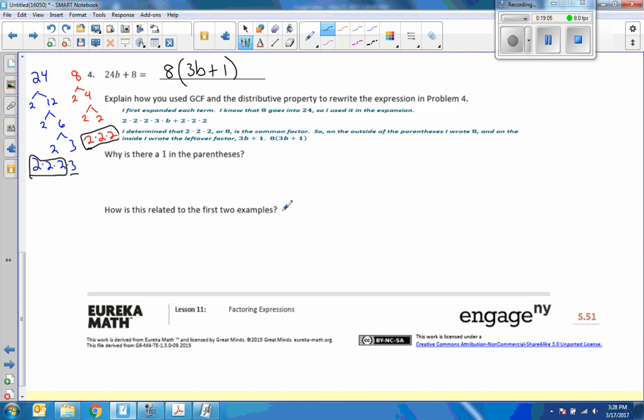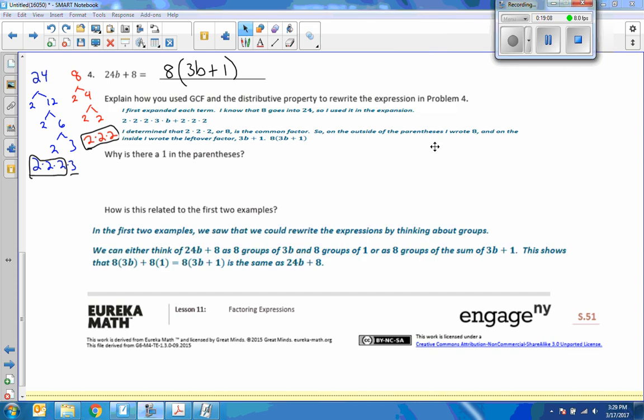I will bring that one in as well. In the first two examples, we saw that we could rewrite the expressions by thinking about groups. We can either think of 24b plus 8 as 8 groups of 3b and 8 groups of 1, or as 8 groups of the sum of 3b plus 1. This shows that 8 times 3b plus 8 times 1 is the same as 8 times 3b plus 1. And that's the same as 24b plus 8.